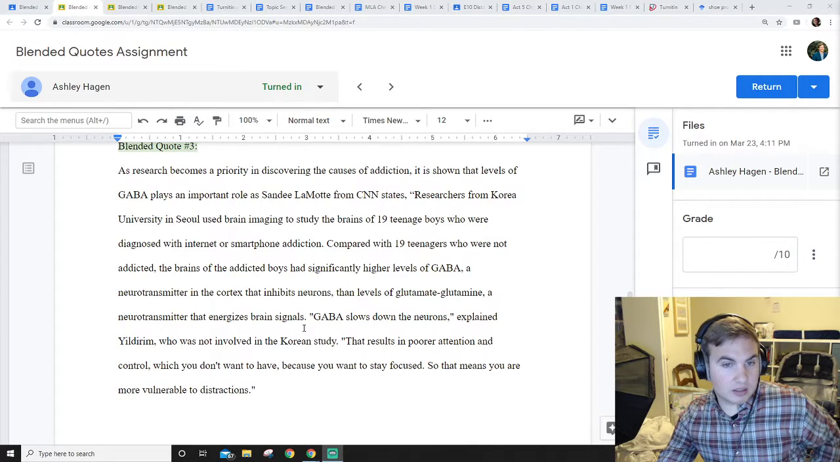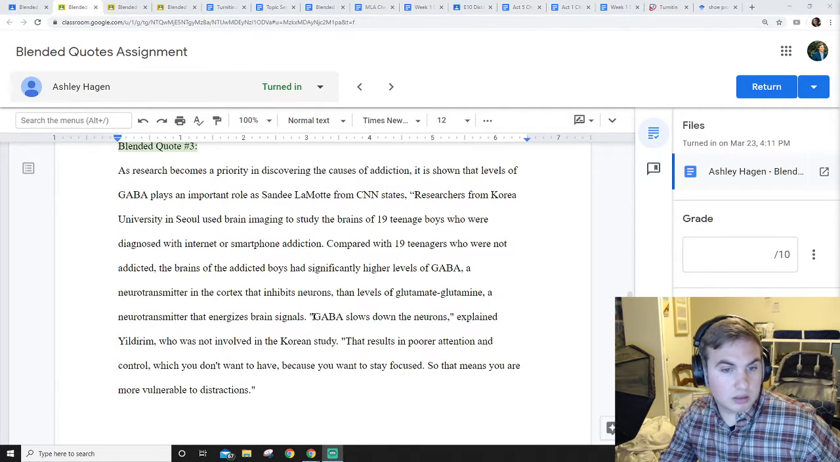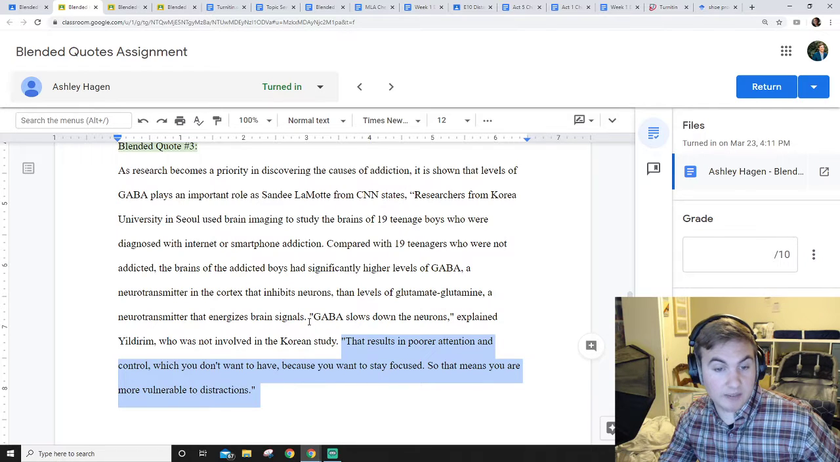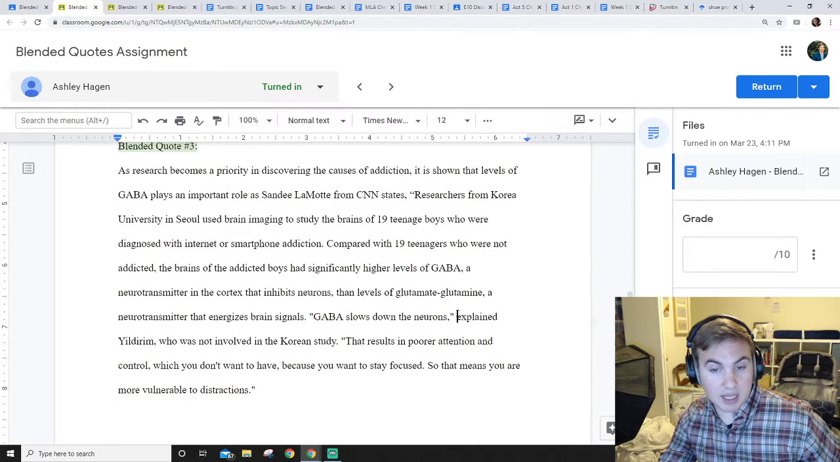With blended quotes, I have one example out of context. It's hard to say, but we have this one, so I'm going to share this with you guys. I'm going to look down here. Right here. GABA slows down the neurons, explained Yildirim, who was not involved in the Korean study. Or we have this one, which is not a blended quote. So the difference between a blended quote and not blended quote: the blended quote has the quote, but then has your own words to accompany it or explain it.